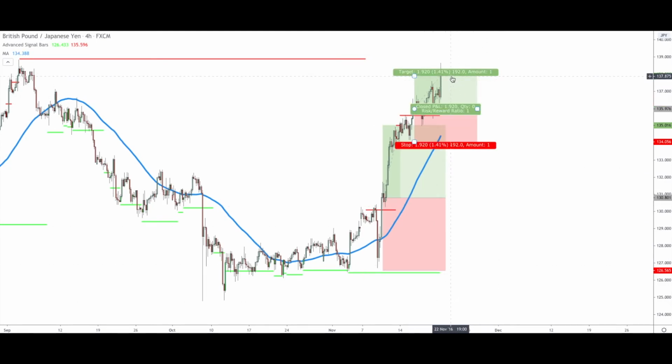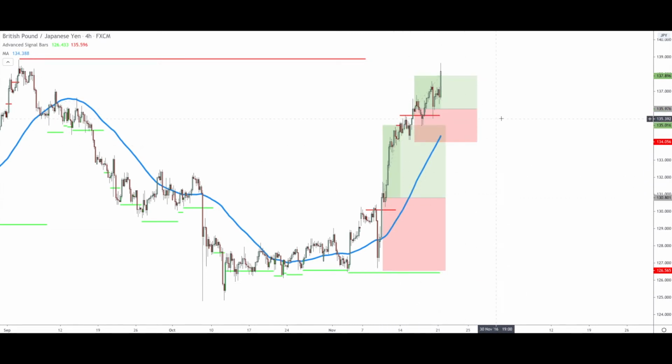We reached the target. It was a bit slower than the previous one, meaning that we had some movement within our stop loss area, but it eventually went to target.